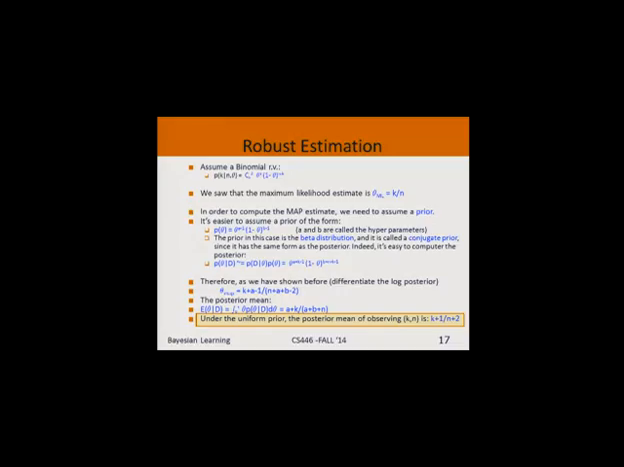Now, as a sanity check, let's substitute a equal b equal 1. We know from here that a equal b equal 1 gives us the uniform prior, which means that we should go back to the maximum likelihood. And indeed, if you substitute here a equal b equal 1, you get back to k over n. So, makes sense. Now, why is this important?